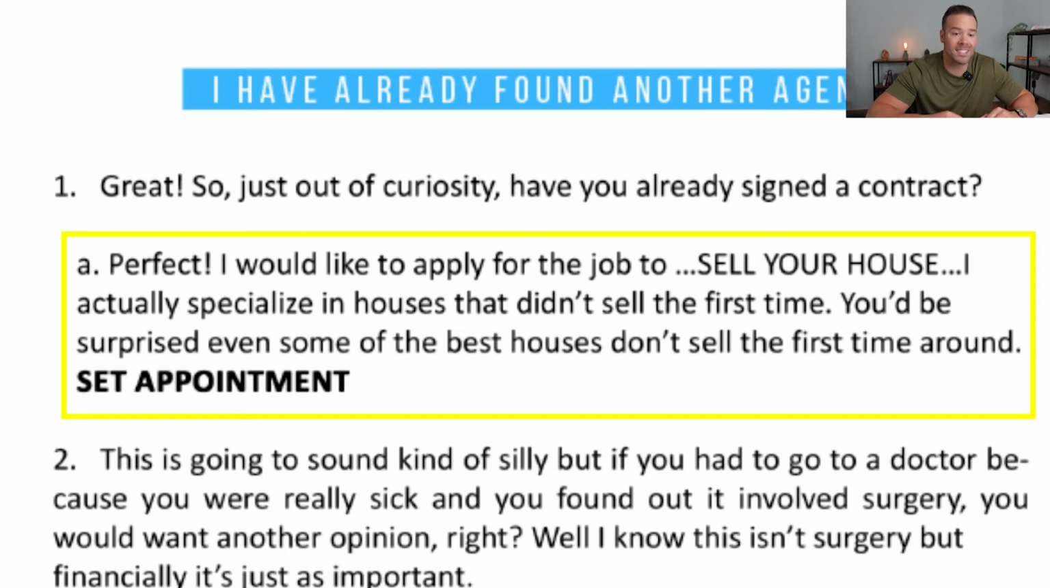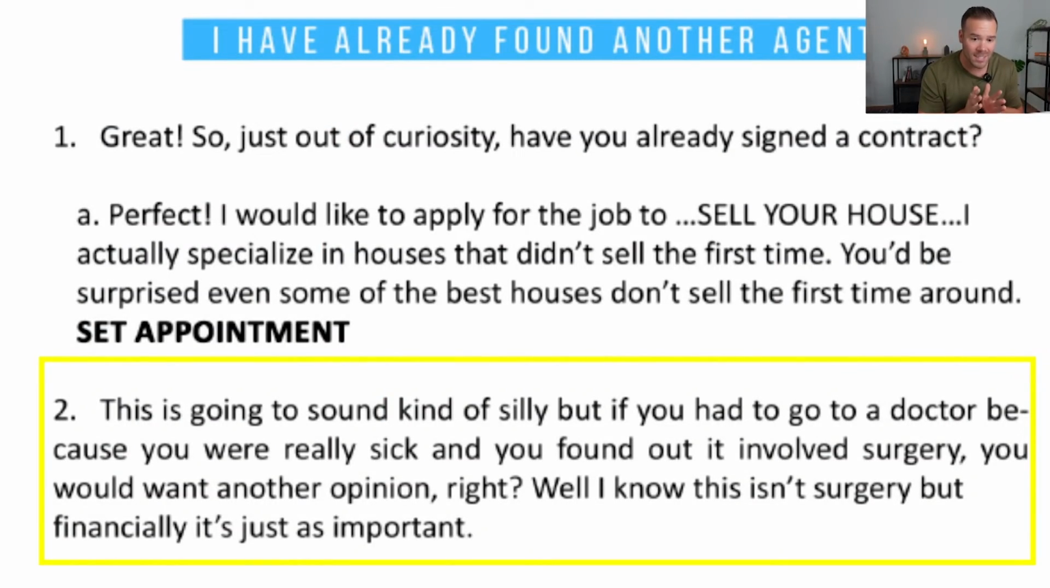I actually specialize in selling houses that didn't sell the first time, and you'd be surprised, even some of the best houses don't sell the first time around. So you're instilling confidence in them that, hey, your house is great. I'm sure it's not the reason it didn't sell. You just need a different agent who actually specializes in selling homes that didn't sell the first time. Set the appointment.